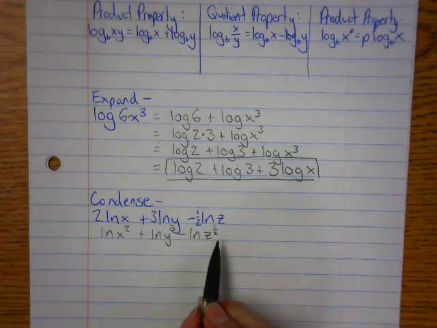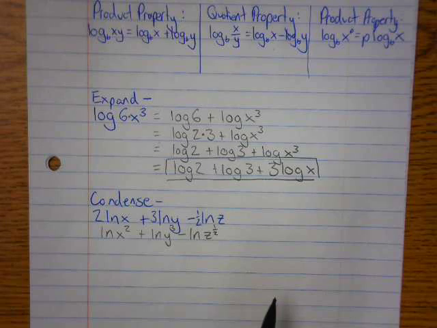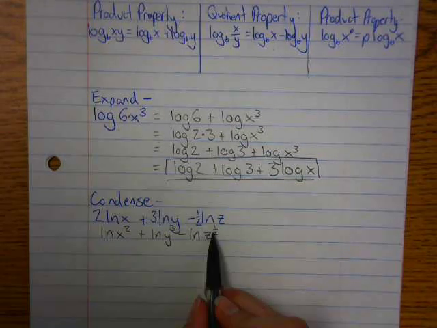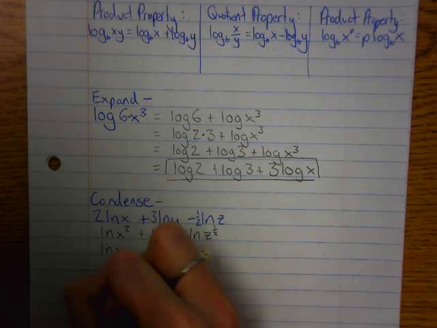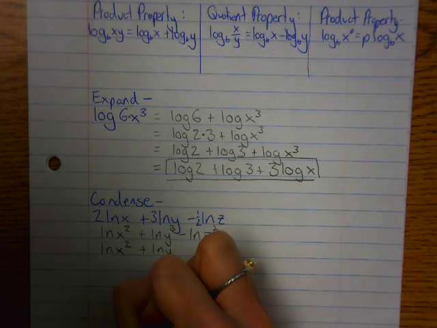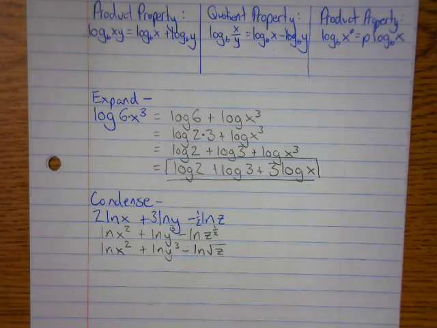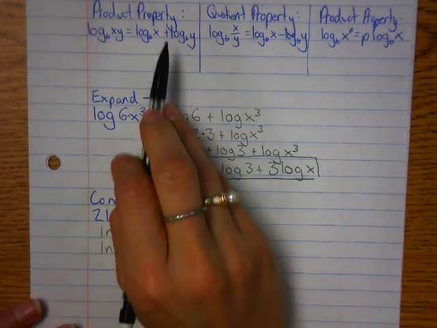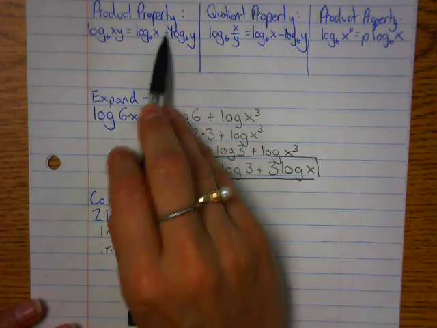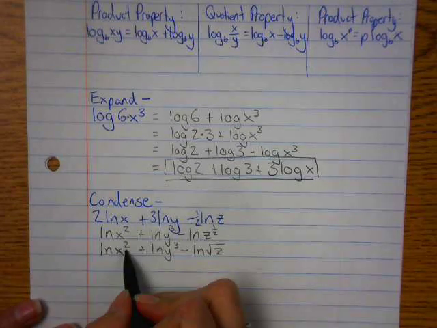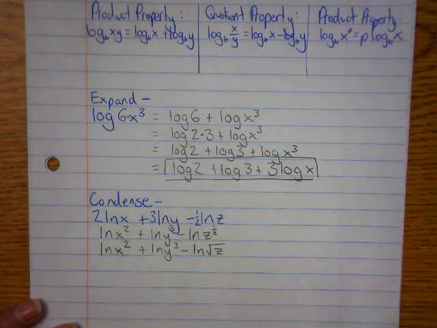And typically I like to write a power of 1/2 as a root. So I can write this as ln of x squared plus ln of y cubed minus ln of the square root of z, because a power of 1/2 is the same as a square root. Alright, let's see what we can keep putting together. The goal is to get this to one ln at the end. I see addition here, and I have the product property, which tells me that I could put those together into one log if I multiply my x squared and my y cubed.